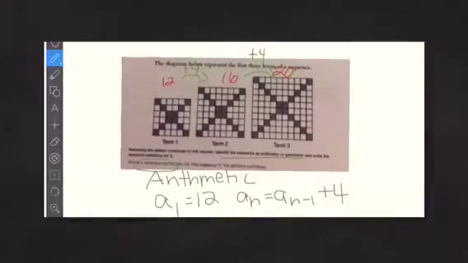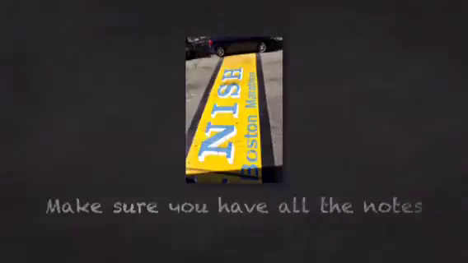The correct answer is that it is an arithmetic sequence with a sub 1 equal to 12 and a sub n equal to a sub n minus 1 plus 4. Pause if you need to. This is the end of your notes on recursive sequences. Go back and make sure you have all the notes that you need that are correct. If you need to rewatch any of the videos, please do so at this time before moving on to the exit ticket for today.